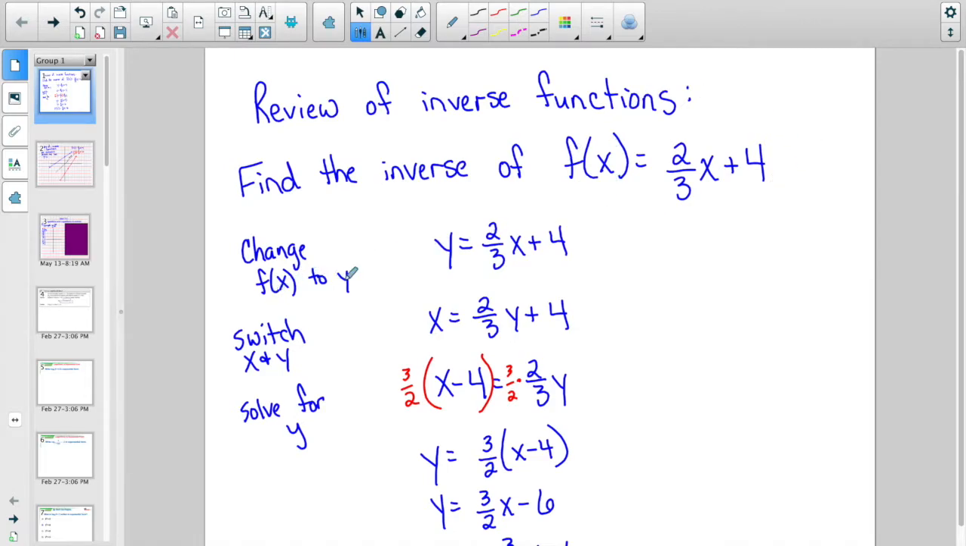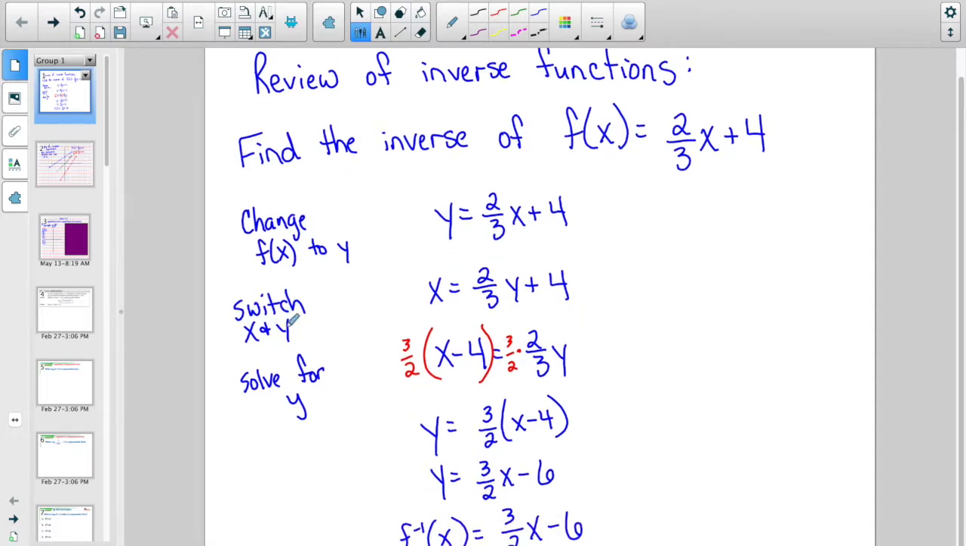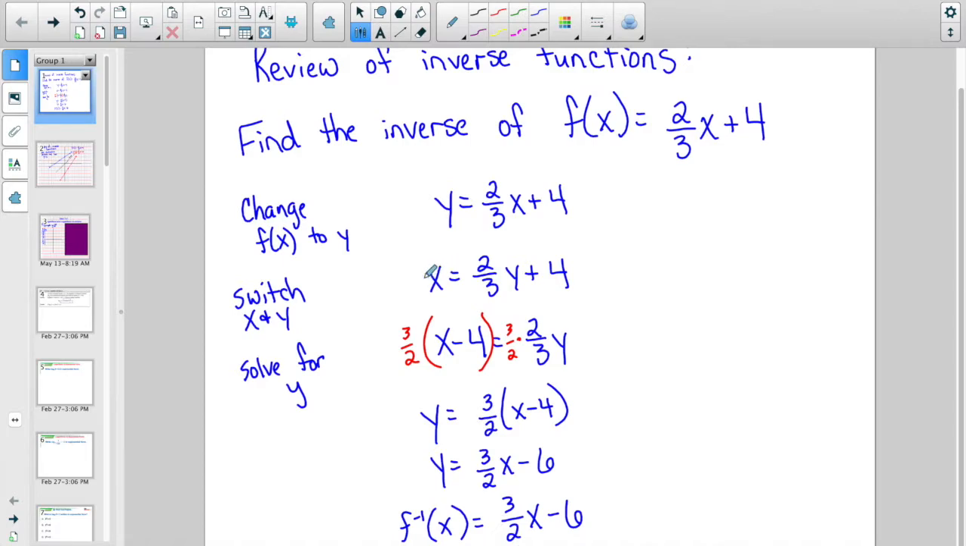Remember, we changed the f of x to y, just switched it out of function notation, and wrote y equals 2/3 x plus 4. Then the next step, or one of the ways to do this, was to switch your x and y coordinates. So we swapped x and y, and then you solve your equation for y. So to solve for y, I needed to get the y by itself, so I subtracted 4 from each side and got this without the red.